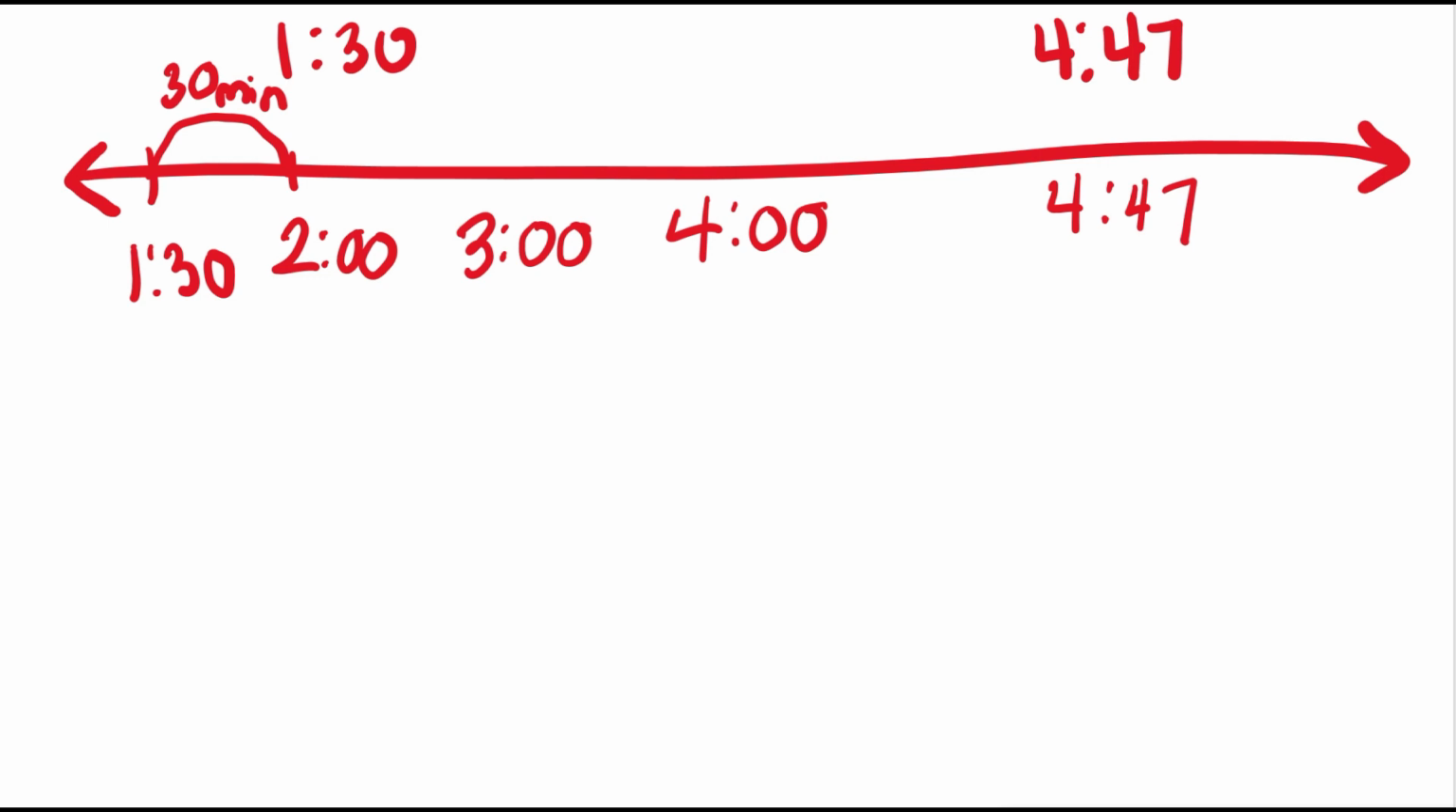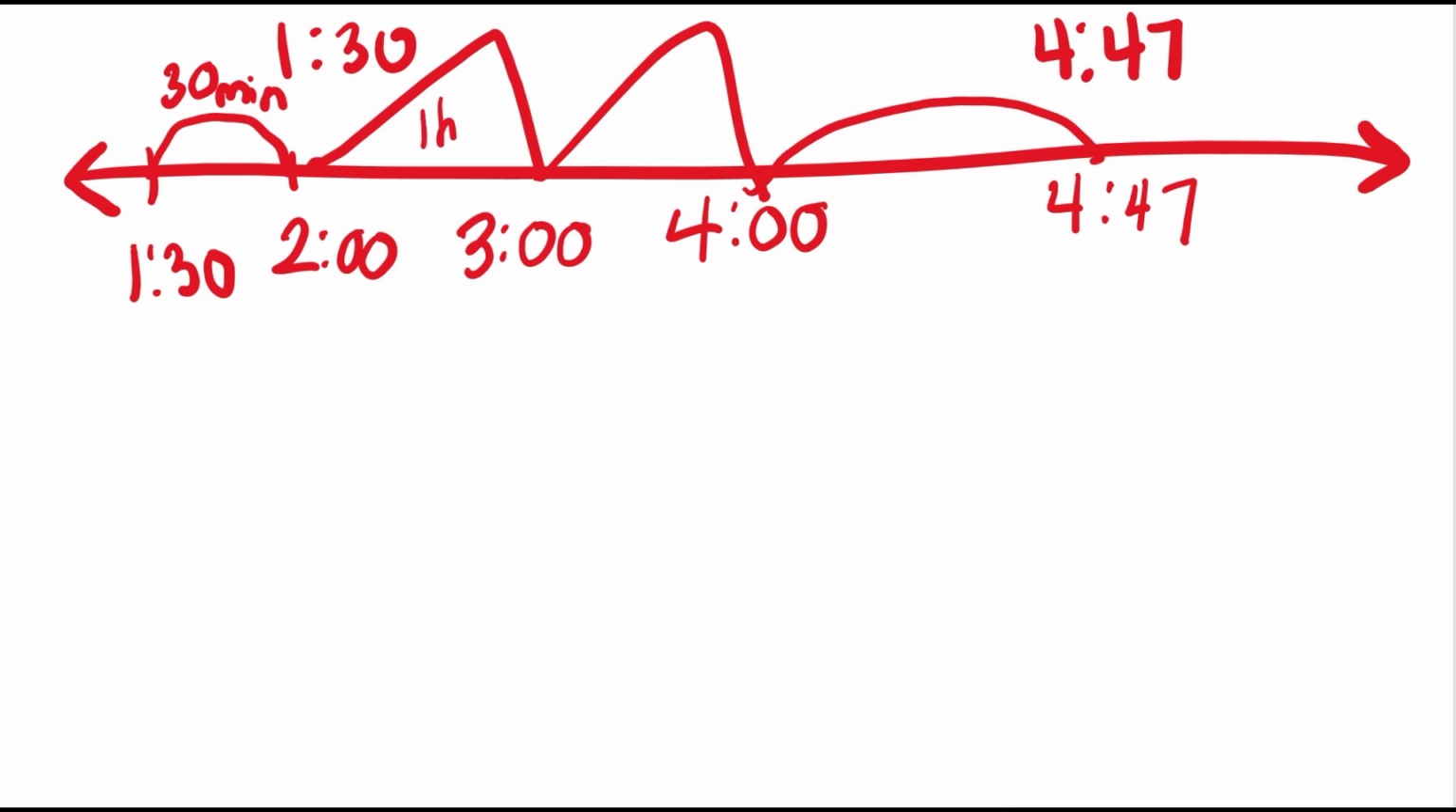So I'm going to now go back and count how I decided to jump for those numbers. So 1:30 to 2 was minutes, so that was 30 minutes. Then I have hours, 2 to 3, 3 to 4, and 4 to 4:47 were minutes, so I do a hill. I had 30 minutes, 1 hour, 1 hour, and then this was 47 minutes.